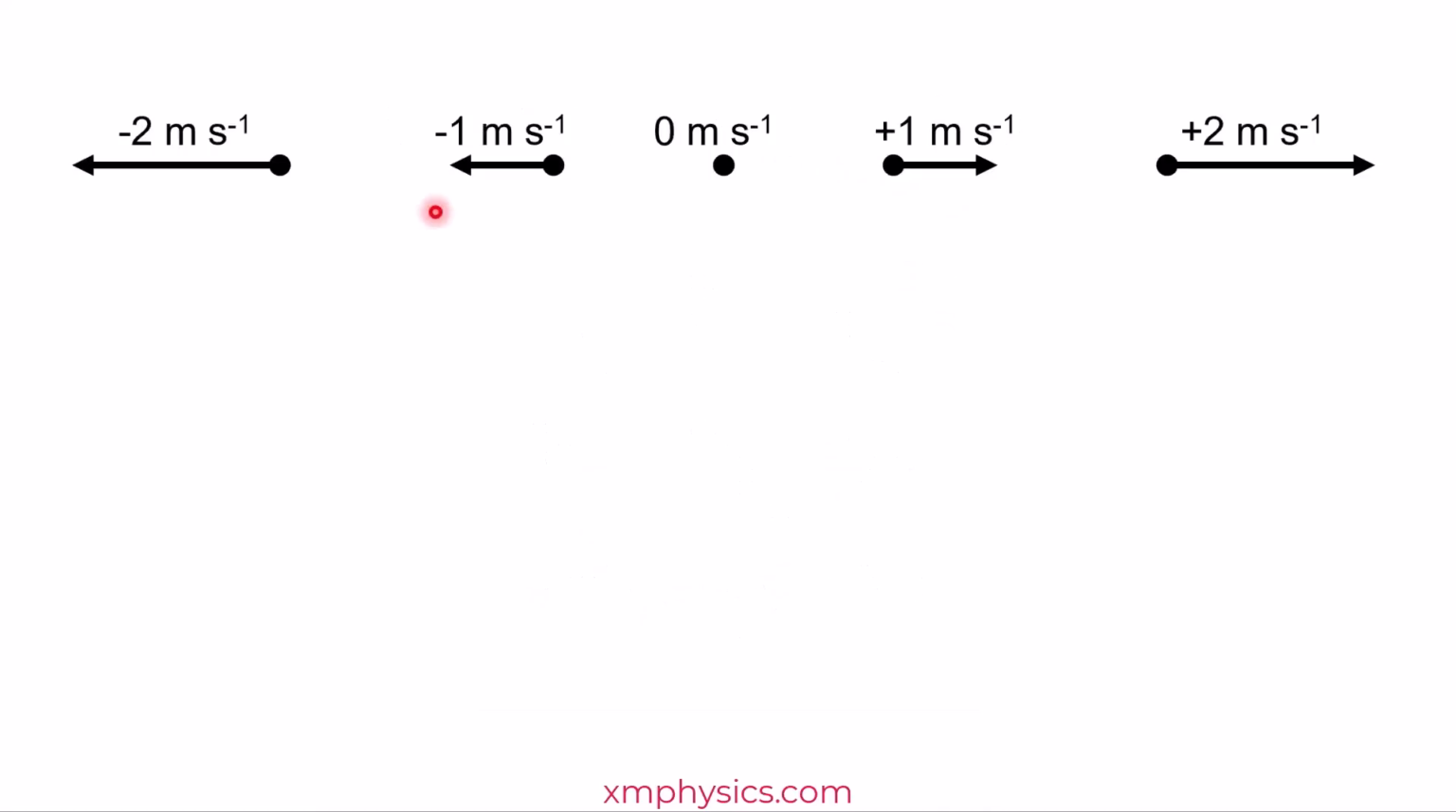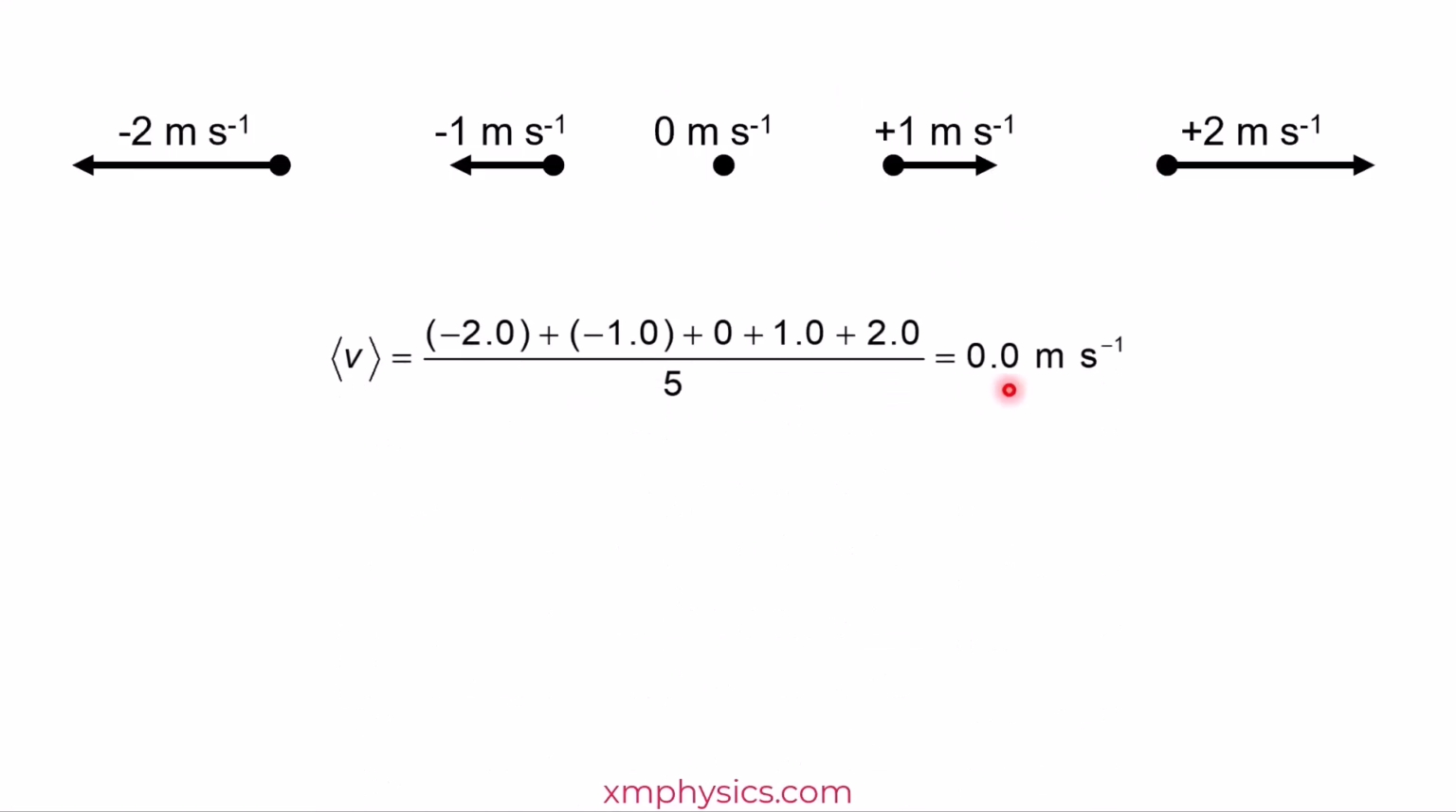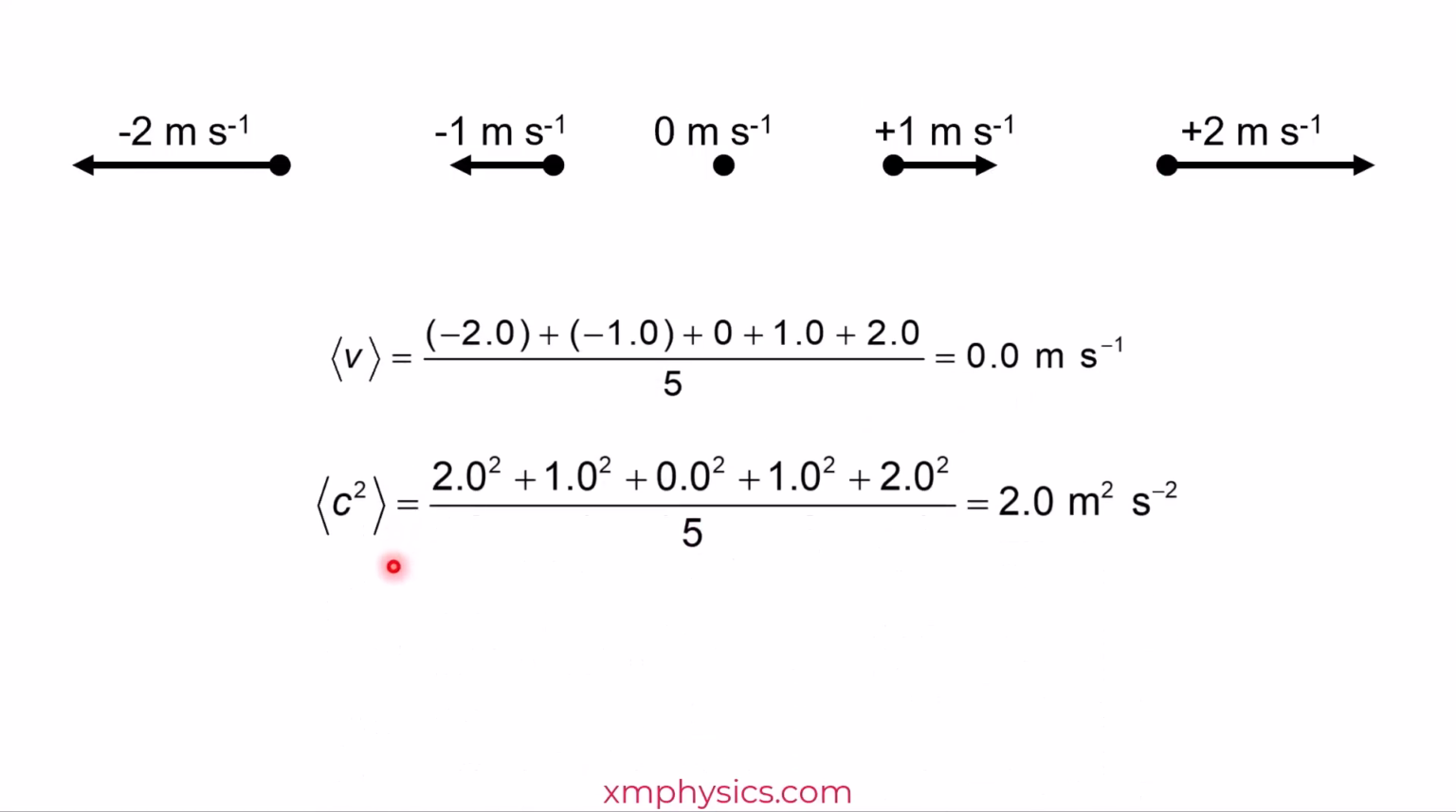For example, if you have 5 air molecules with these velocities, then the average velocity turns out to be 0. But the mean square velocity is 2. So to calculate the mean square, you got to square all the speeds before you take the average. From the mean square value, how do you calculate the root mean square value? You simply take the square root of the mean square value. So it turns out the root mean square speed is 1.4 meter per second.